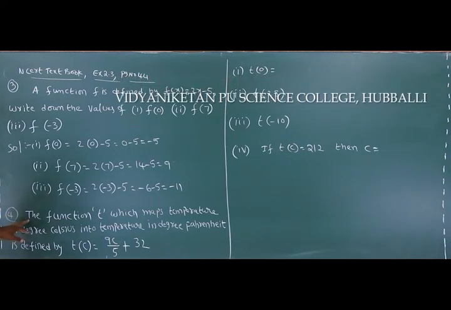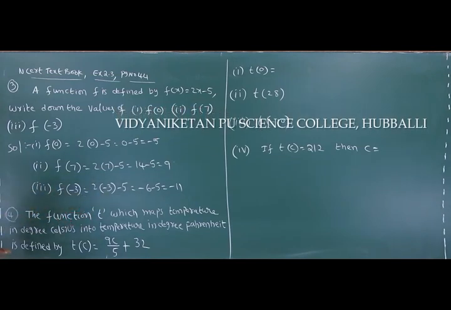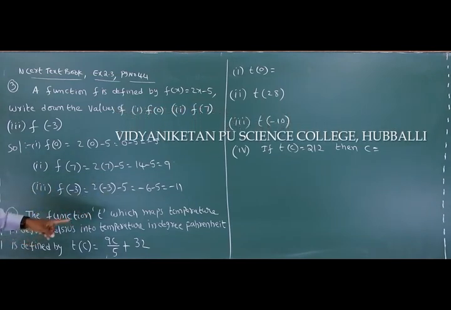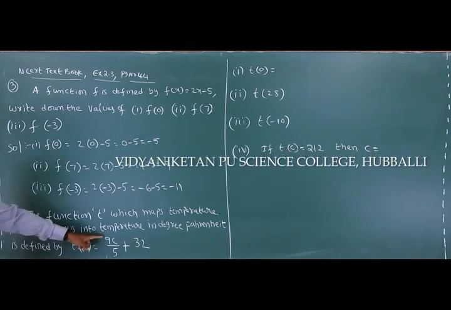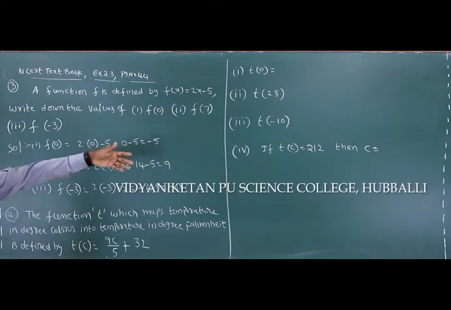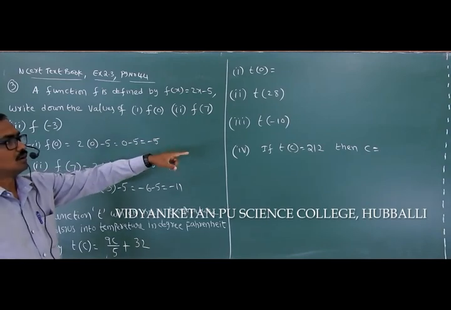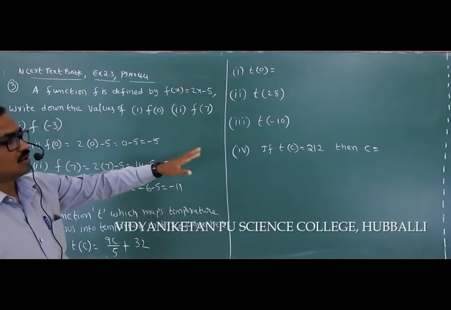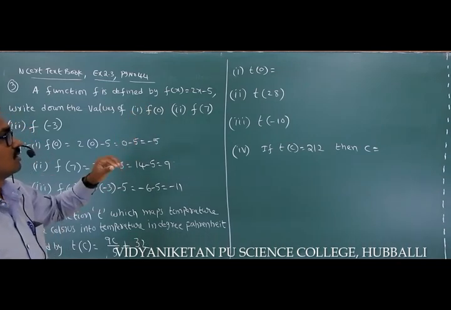Next, fourth question. The function t which maps temperature in degrees Celsius into temperature in degree Fahrenheit is defined by t of c is equal to 9c by 5 plus 32. Then find the following values: t of 0, t of 28, t of minus 10. If t of c is equal to 212, then what is the value of c? These are total 4 problems given.